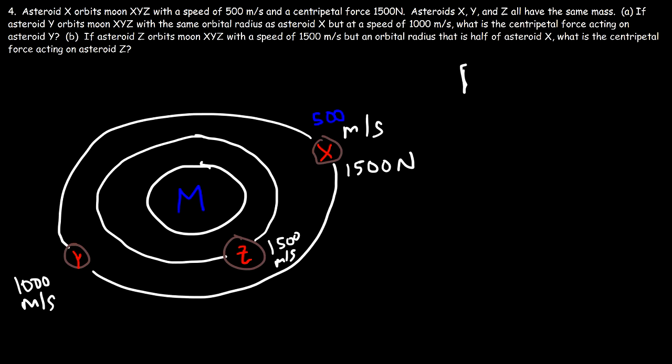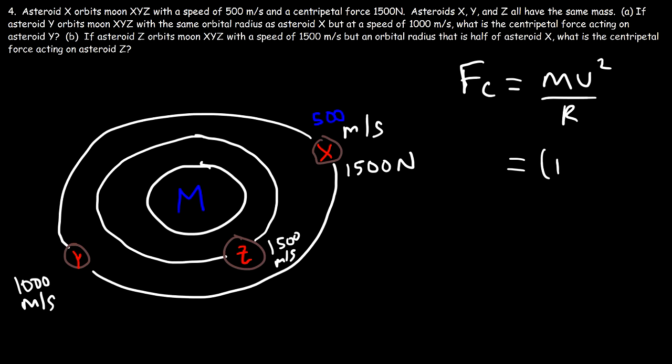Well, we can't use this equation directly. We have to use it indirectly. Now, if we focus on X and Y, everything is the same. They have the same mass and the same orbital radius. The only thing that's different is the speed. Now, what happens to the centripetal force if the speed is doubled?